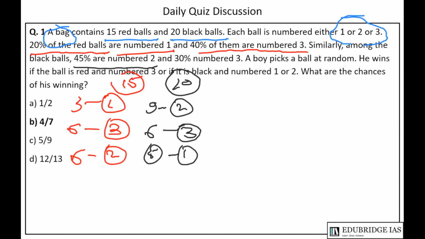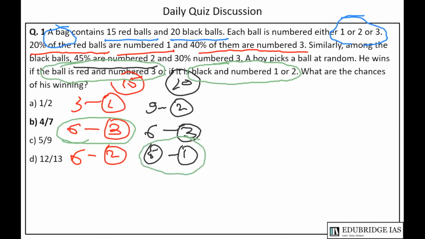The question further says that he wins if the ball is red and numbered 3, or if the ball is black and numbered 1 or 2. So how many balls are there which are red and numbered 3? 6. And how many balls which are black and numbered 1 or 2? 5 and 9.